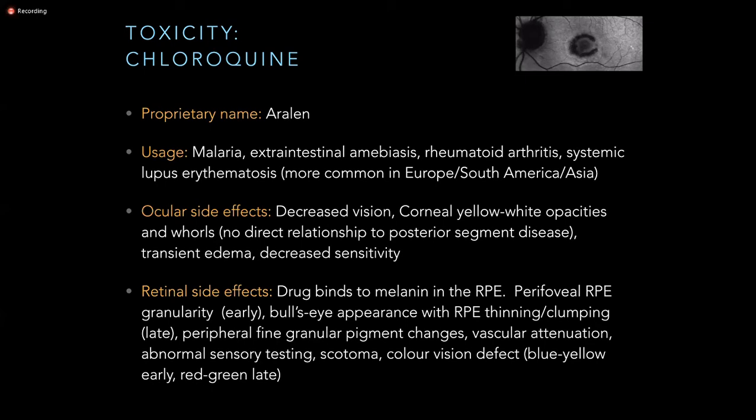In terms of the retina, the drug binds to melanin in the RPE, so you can get RPE granularity on the early side, and then later on this can develop into a full-blown bullseye appearance with RPE thinning and clumping. You can get peripheral fine granular pigment changes, vascular attenuation, abnormal sensory testing, scotoma, and sometimes a color vision defect. Blue-yellow would be early and red-green would be late.